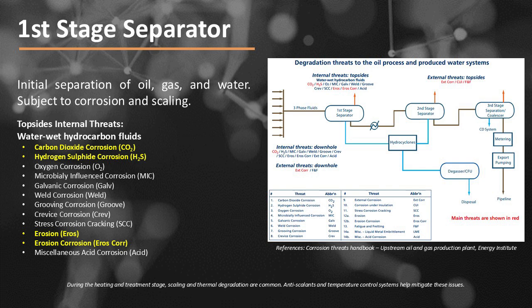Number 8 is grooving corrosion, a localized form of corrosion that occurs along weld toes or at the interface between different materials. It's often driven by flow turbulence or deposits that create differential aeration.